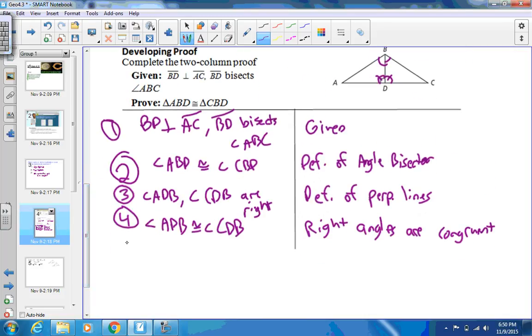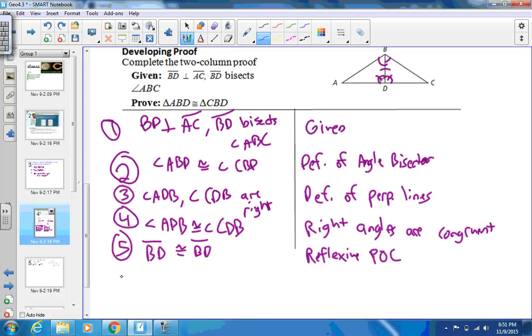Aha! Look at our picture. We know that segment BD is congruent to segment BD because of the same side. That's the reflexive property of congruence. Awesome. So we have this side length. So we do have angle, side, angle there.